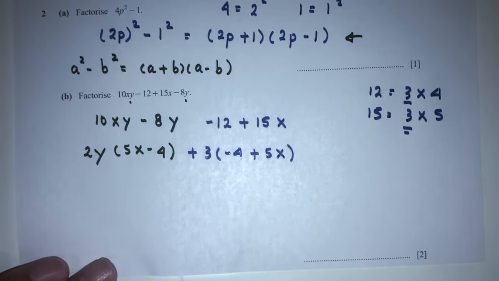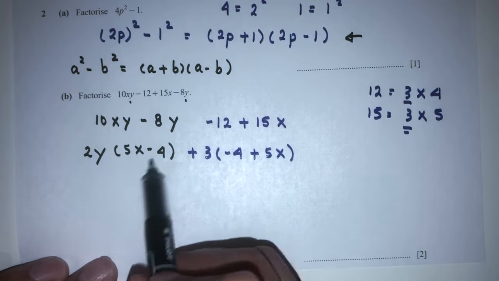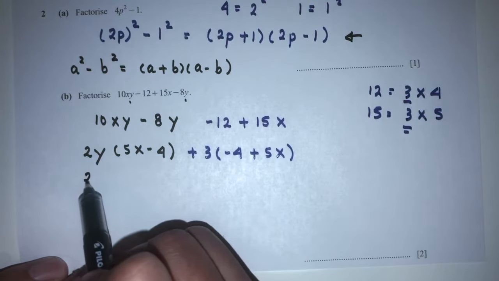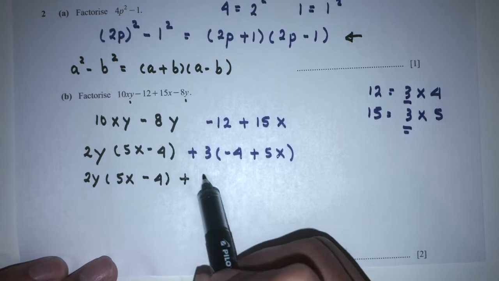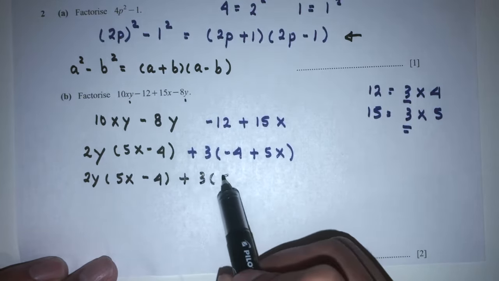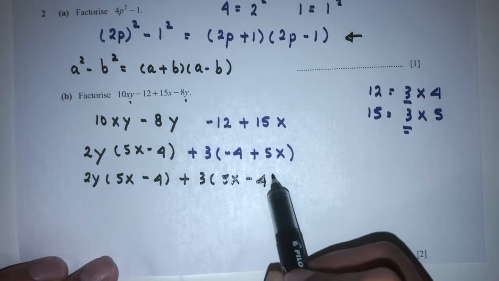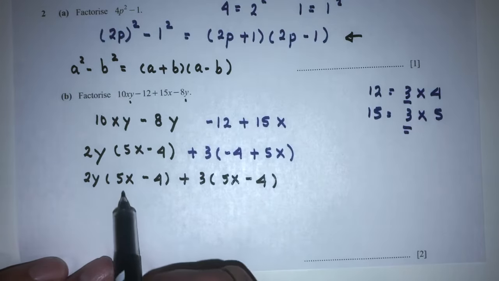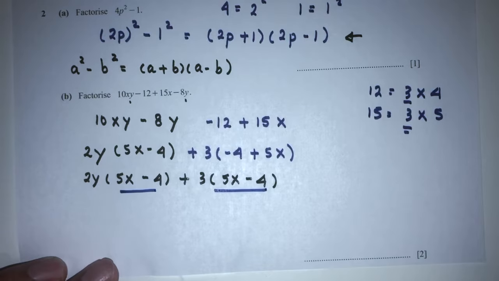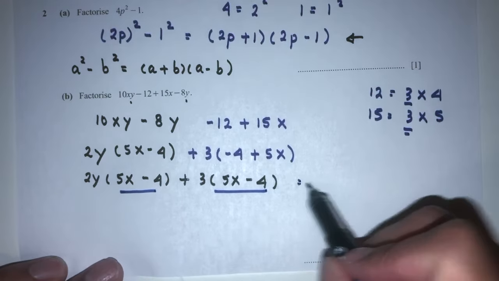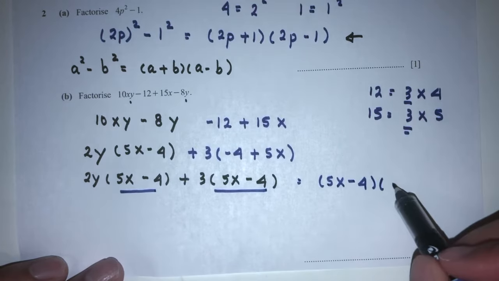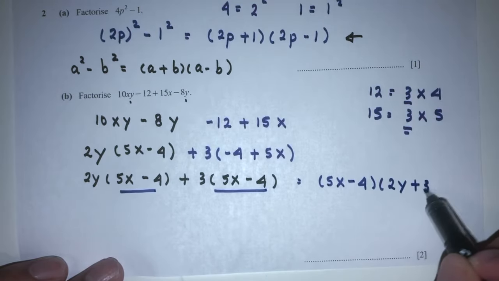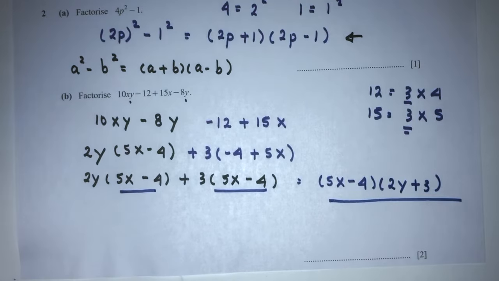Now if I observe, I see that this is the same thing. If you rearrange, you will have the same thing: minus 4 plus 5x. Let's put this one first, 5x minus 4. As you can see, this and this are the same thing. We can just factorize that outside. So you will have 5x minus 4, and the remaining will be 2y plus 3. And that will be your question number 2.